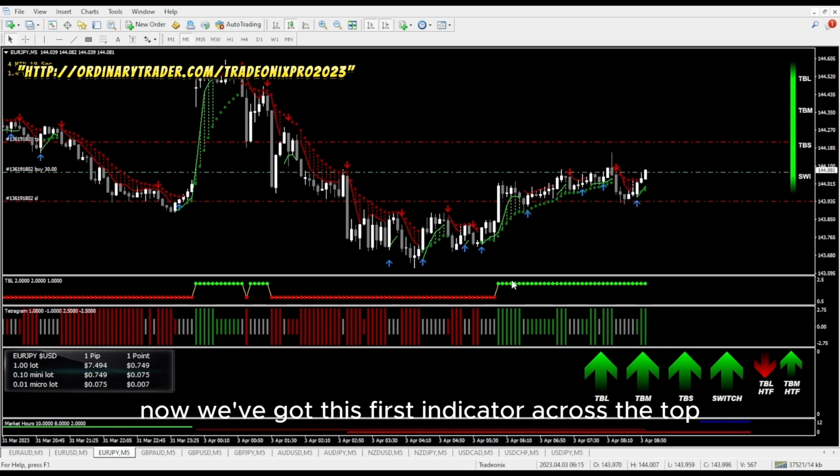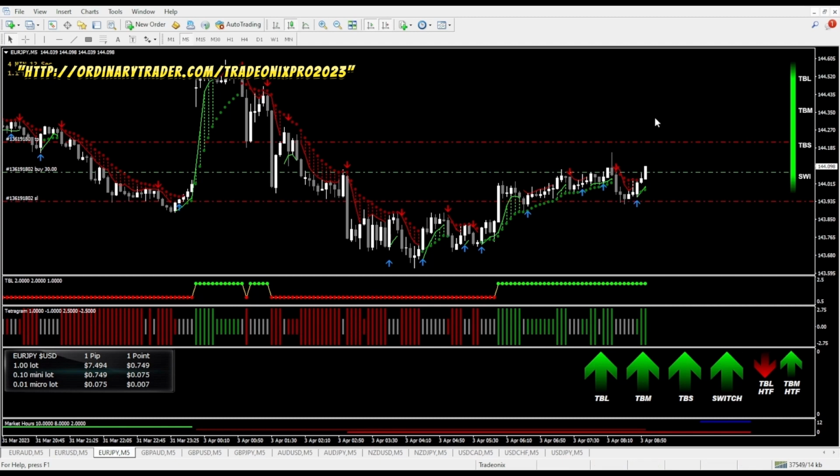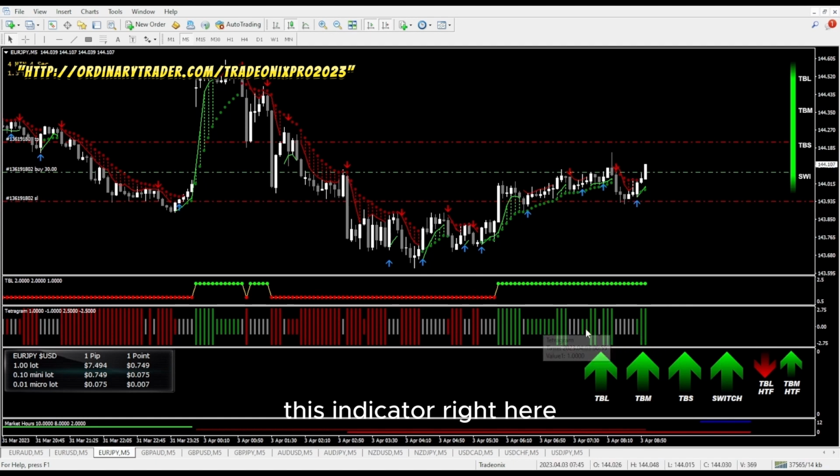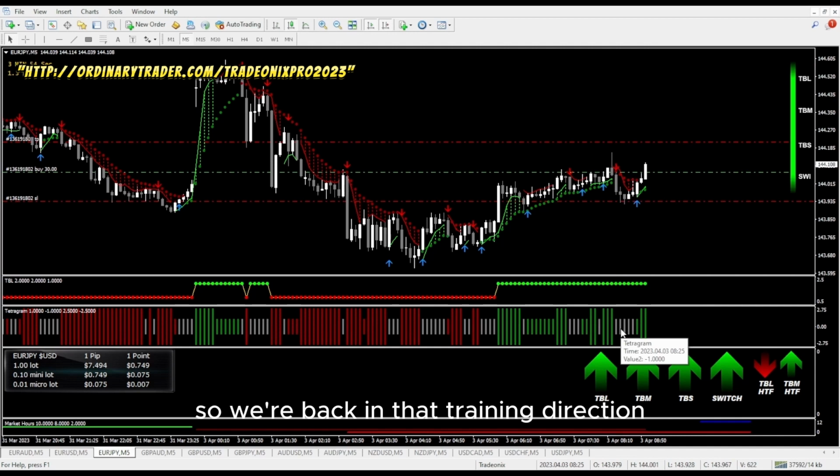Now we've got this first indicator across the top. This is the TBL. This indicator is green, telling us that all we should be looking for is long trades. Now we had a market make a pullback in here and it changed this tetragram, this indicator right here, from the big green bars to either small gray or small green. Now on this one candle right here, this was our entry candle. We got that first big green bar. So we're back in that trending direction. That was the signal to go long.